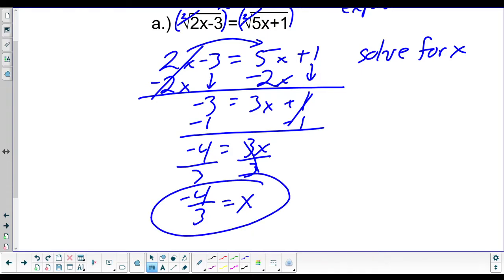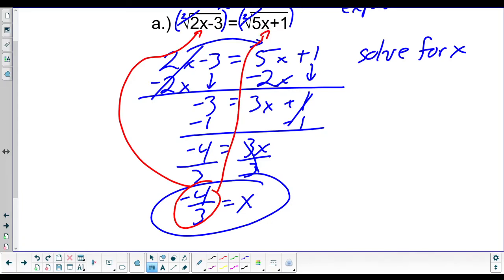This is our answer, we think, but we need to plug it back in to make sure that it works. So let's change colors so we can tell where the difference is. All right, plugging this back in to the x right there and right there to make sure that everything works out. So we have radical 2 parentheses negative 4 over 3 minus 3 equals radical 5 times negative 4 over 3 plus 1. All right.